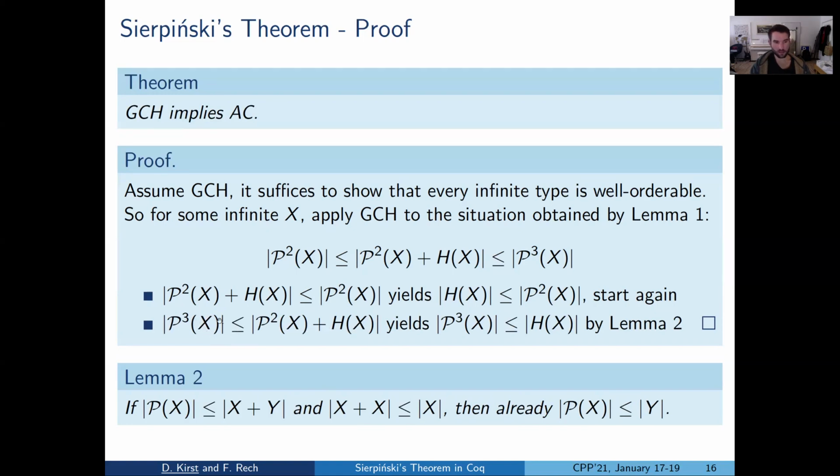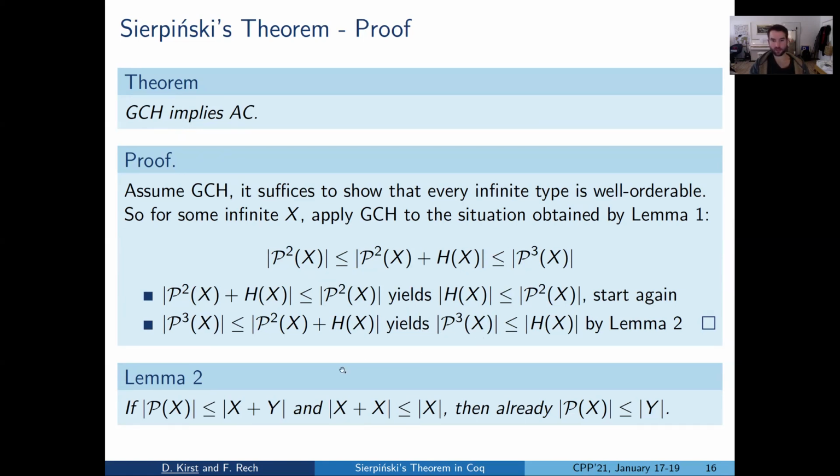And in this setting, let's look at what's going on here. So we have the two-fold power set here, and the power set of this is below the full sum. And because we know by Cantor's theorem that between the power set of a type and the type itself, there is a huge gap in cardinality, this means that this half of the sum does not contribute much to the cardinality of the sum. And in fact, we can just leave out the half here and get that the threefold power set must be below h of x. And then we would be done, because x, of course, is below the threefold power set of x, and so x can be well ordered in total.